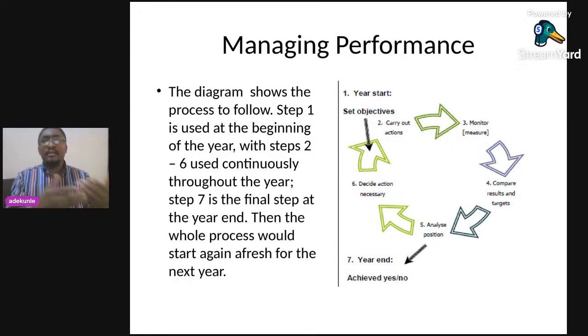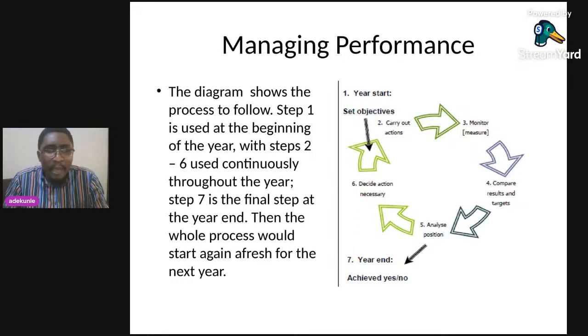If you start an organization, you start this year, and of course, you set objective for yourself, and the objective is in line with yours. You carry out different action to meet the objective, and also compare results, analyze your position. Maybe at the end of the year, you do the analysis of your results, and whatever decision you make again will determine the next action you want to do.